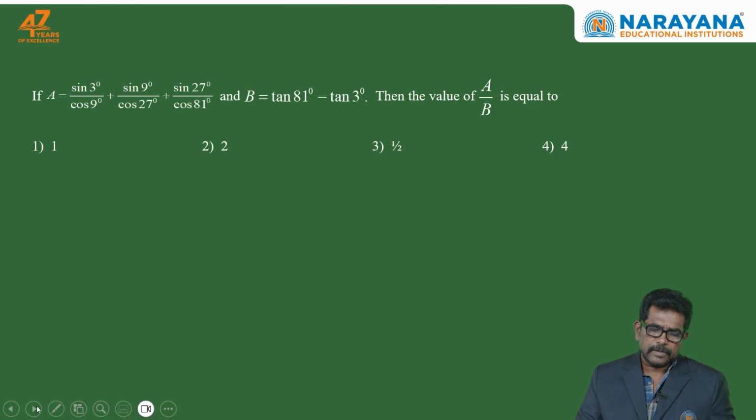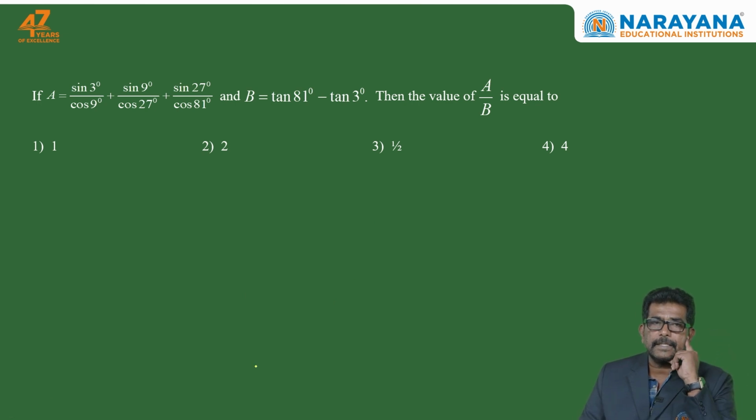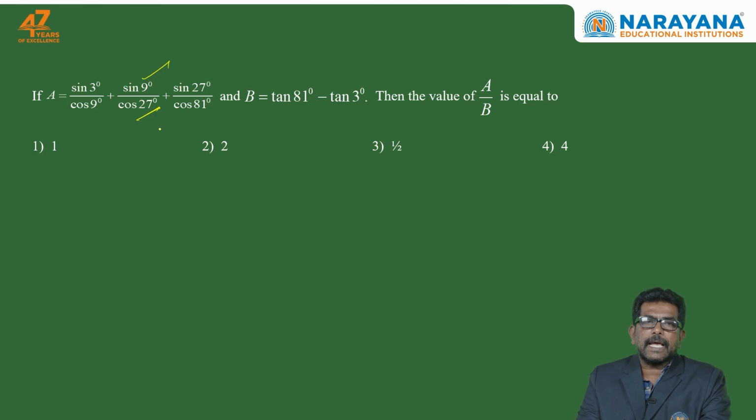If A is equal to sin 3 degrees by cos 9 degrees plus sin 9 degrees by cos 27 degrees plus sin 27 degrees by cos 81 degrees, and B is equal to tan 81 degrees minus tan 3 degrees, then the value of A by B is asked here. First of all, observing the expression sin 3 by cos 9, here 9 degrees is 3 times of 3 degrees. Similarly, sin 9 degrees by cos 27 degrees, 27 is also 3 times of 9 degrees.